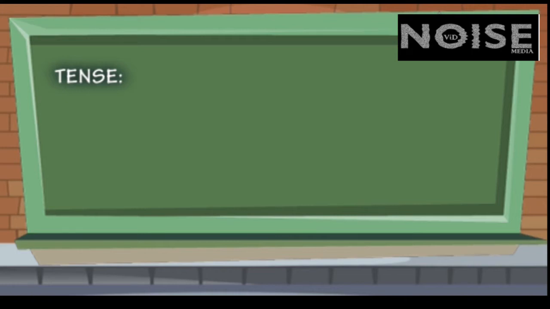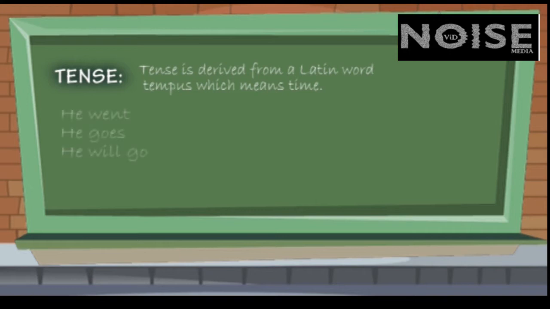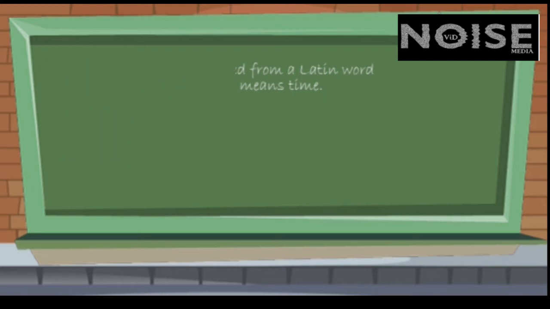Tense is a word which has been derived from a Latin word tempus, which means time. This means tense is used to show at what time an action took place. We make use of verb to show the time of an event. For example, he went, he goes, he will go. There are 12 tenses in English.